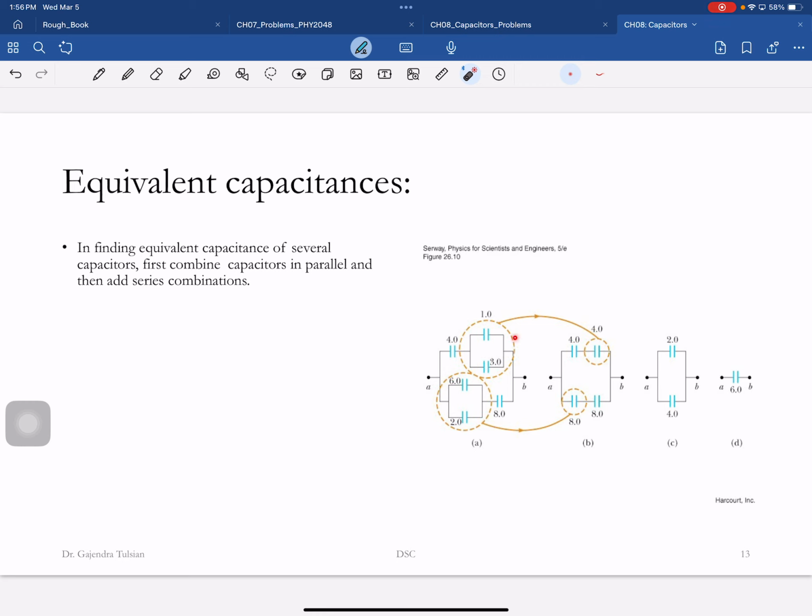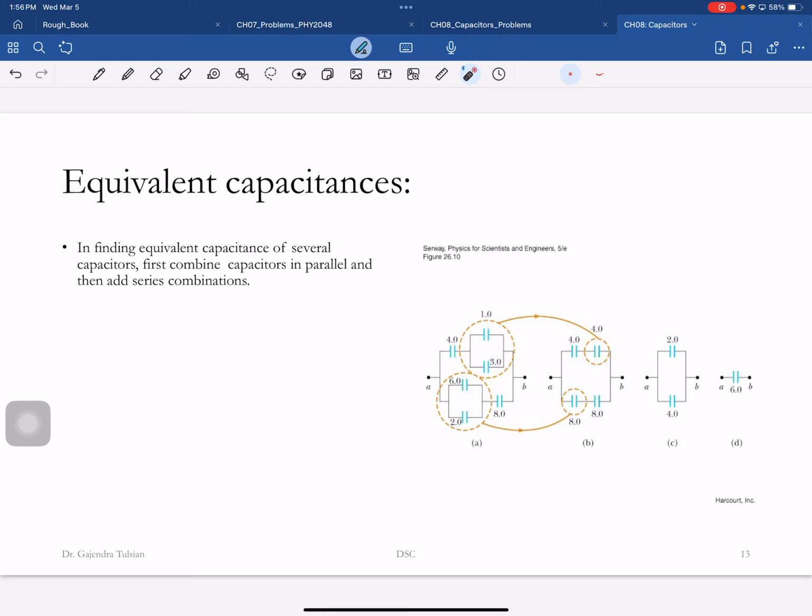Oftentimes you'll have a bank of capacitors, and then you'll want to find the equivalent value. You might connect something like this in a circuit, and the reason is this one has one job, this one has another job, and so on. You might want to see the voltage across this one in some case. When you analyze the circuit, you will need to convert that to a single capacitor.